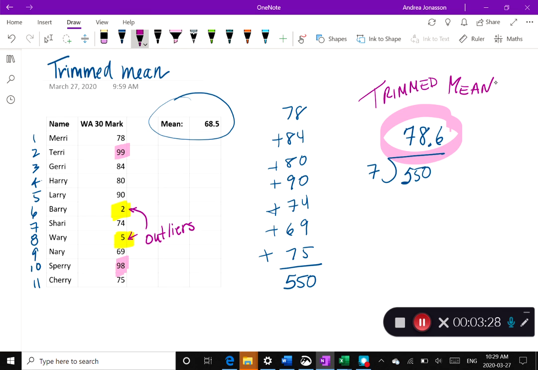Let's compare it to the actual mean here. The original mean was 68.5, which we felt was pretty low to represent the performance of the class because of these 2 outliers. So we dropped these 2 outliers, but they were the outliers on the bottom, so we needed also to drop 2 marks, the 2 highest marks, and we came out with a trimmed mean of 78.6. And if you take a look at the 78.6, then that's a little bit more realistic compared to what most of the class got.